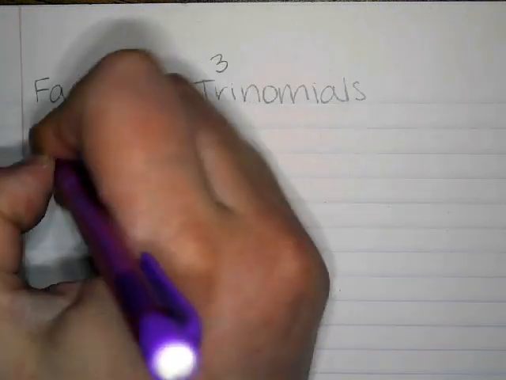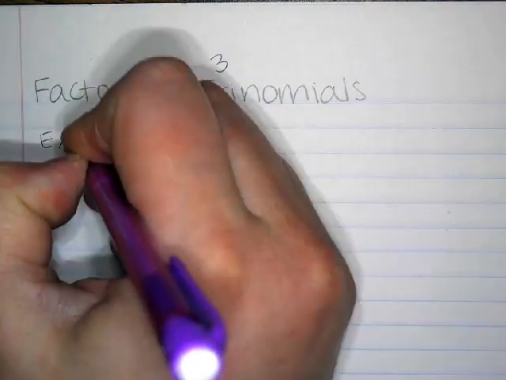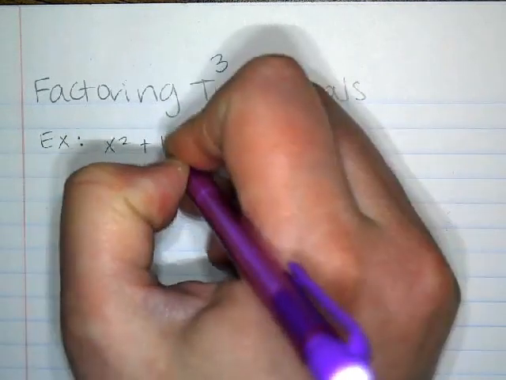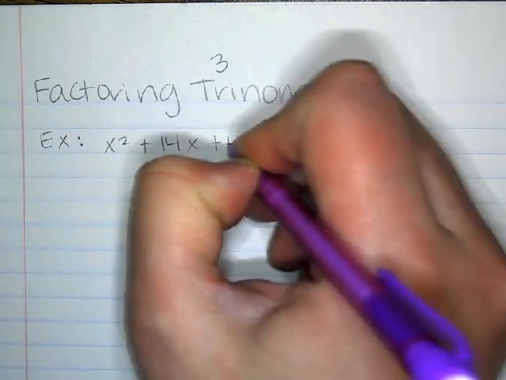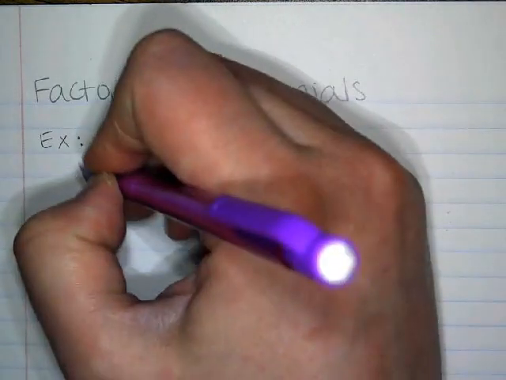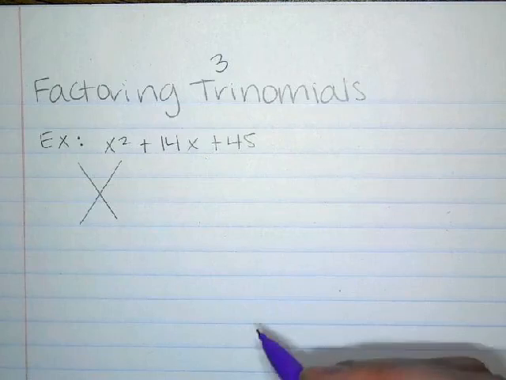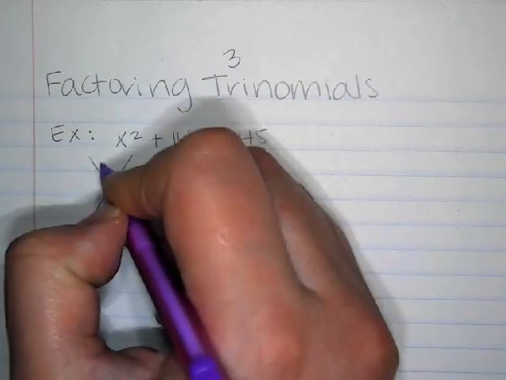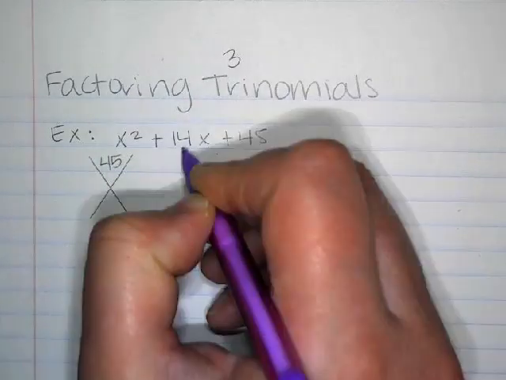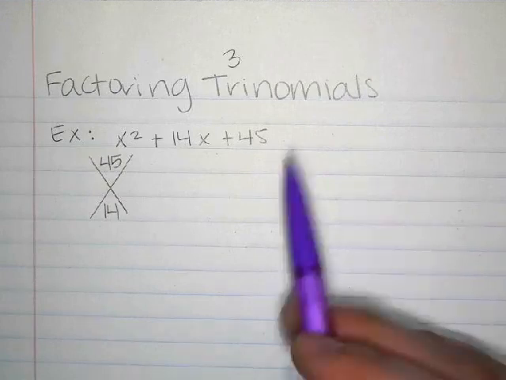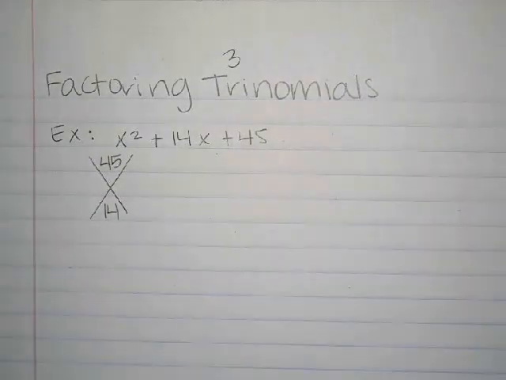All right. Factoring trinomials. Here is the first problem. We got x squared plus 14x plus 45. So we are looking for two numbers that multiply to 45 and add to 14. Two numbers that multiply to 45 and add to 14.